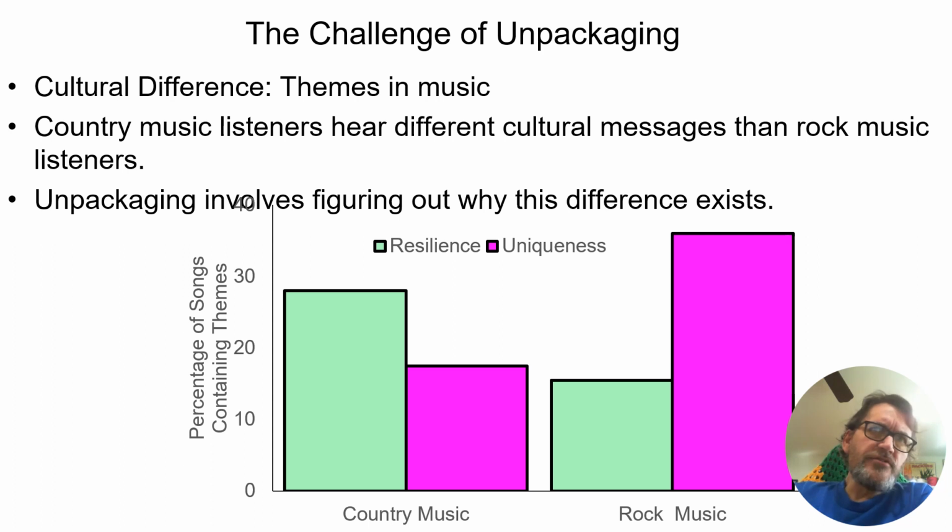And so we could do that in a variety of cases, but in this case, you find that music styles, that is, country music is more likely to have themes that involve resilience, whereas rock music is more likely to have themes that involve uniqueness. And you find that these different styles of music tend to be more popular in different parts of America.